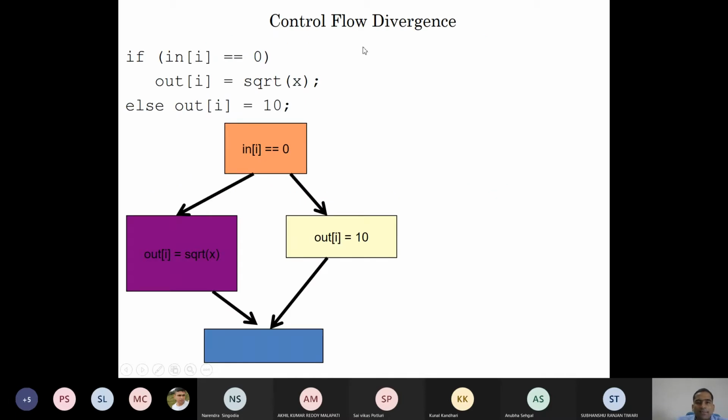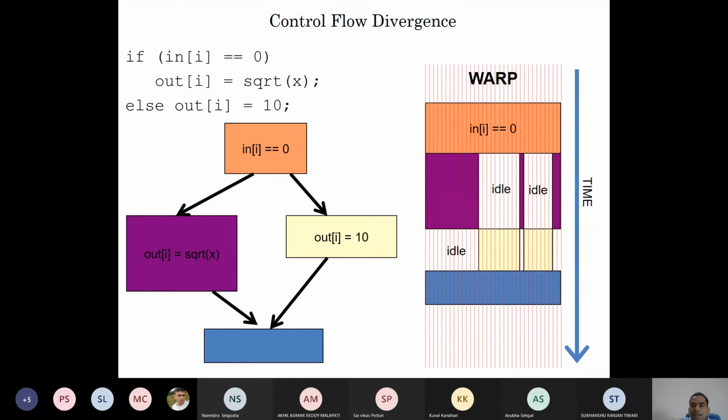So what is control flow divergence? Suppose whenever we have any if or switch conditions and so on, sometimes one condition will be true and another time another condition will be true. Now, when you have a warp, what is a warp? A warp means many threads will do lockstep execution. Lockstep execution means they will work together.